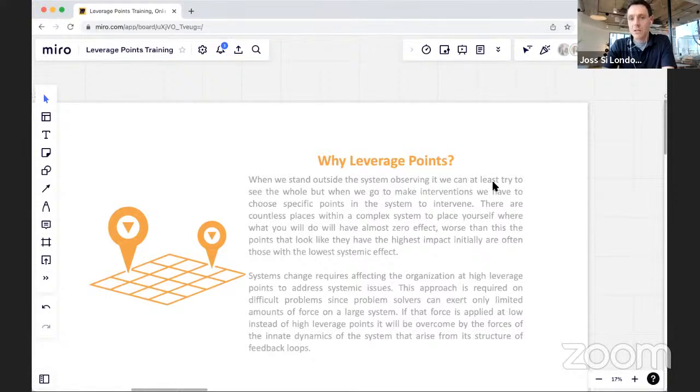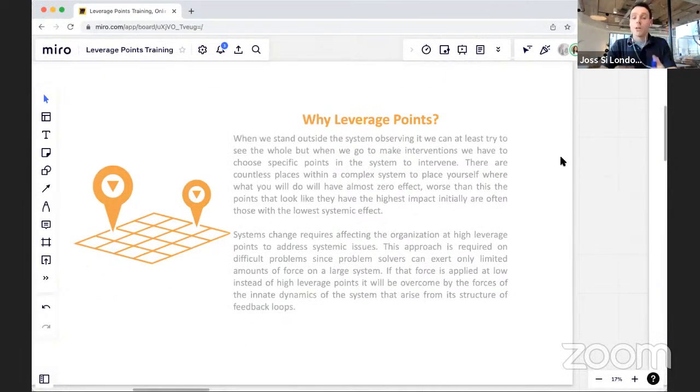There are countless places within a complex system to place yourself where what you will do will have almost zero effect. Worse than this, the points that look like they have the highest impact initially are often those with the lowest systemic effect. So you'll see in that paper, Donella Meadows talks about it, and others also, that the places that look like they would have the highest impact are often not the ones that really would. She says these are counterintuitive, these places, and you really have to understand the system before you'll begin to find them. So systems change requires affecting the organization at high leverage points to address systemic issues.